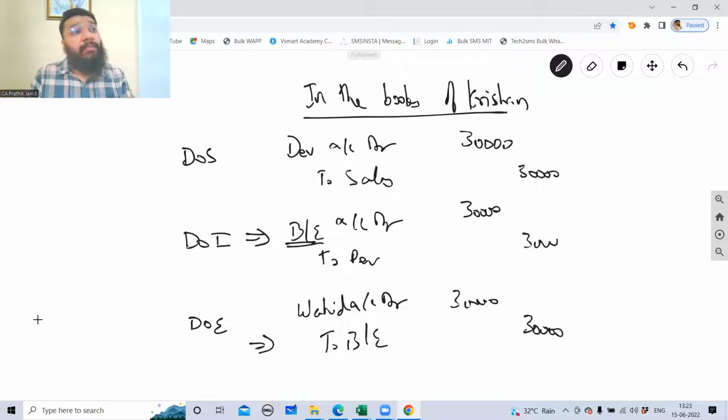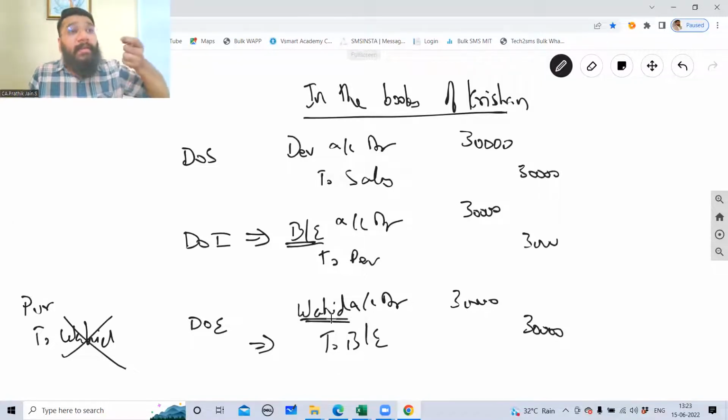When we made the purchase from Wahid, what entry did we pass? Purchase account debit to Wahid. Now how can I cancel this Wahid? By putting in debit. When I make the payment here, what is the mode of payment? Bill of exchange. There are multiple modes of payment. Cash is a mode of payment. Bank is a mode of payment. Bill of exchange is another mode of payment. So by this payment, I settled the contract.